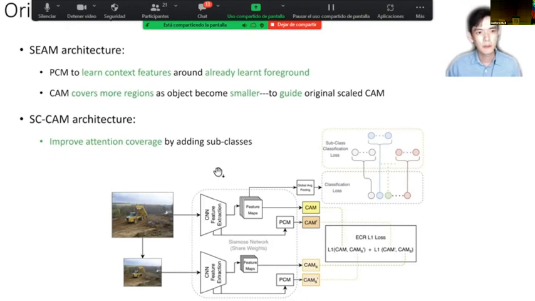And for the SCCAM architecture, at the upper right region, not only do we have the original class labels, we also have the subclass labels. For the original class label and subclass labels, we have two loss functions to calculate the loss and make sure the model is also optimized for the subclass classification.